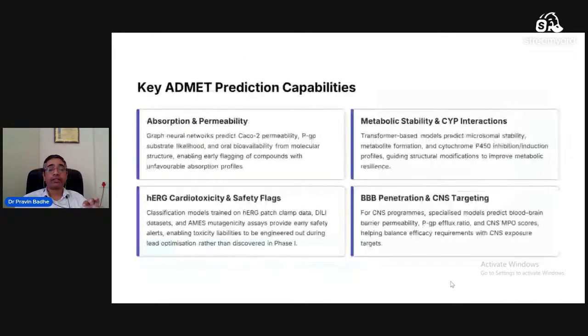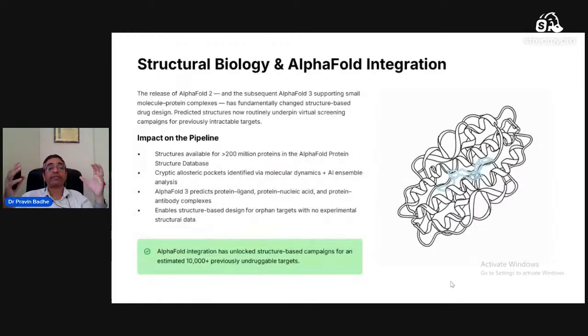Now, after these four stages, the important part which has changed now with AI is structural biology and also AlphaFold, which is a very important tool now, where AlphaFold 2 and now AlphaFold 3 are actually supporting molecular protein complexes, but it also helps to predict the structure of proteins which are not there in the public domain.